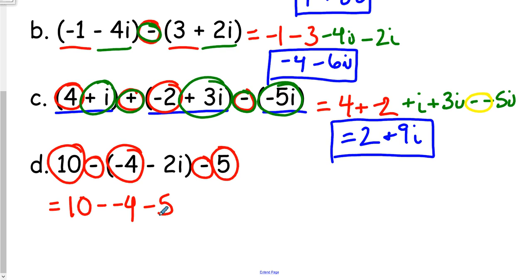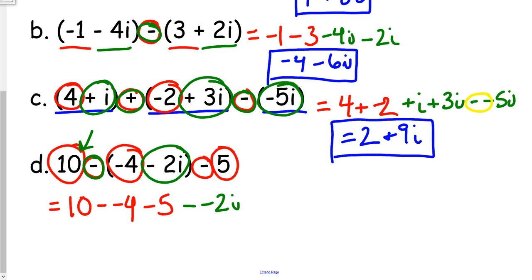Okay? So then I'm going to go look at my imaginaries, and I have to look at all the operators first, because this first 10 that's right here, okay, that's still a complex number. That's 10 plus 0i, and that's being subtracted from something. So I need to remember to include the operator anytime that I see a set of parentheses. So I'm going to say this is minus negative 2i, and that's all the imaginaries there are.